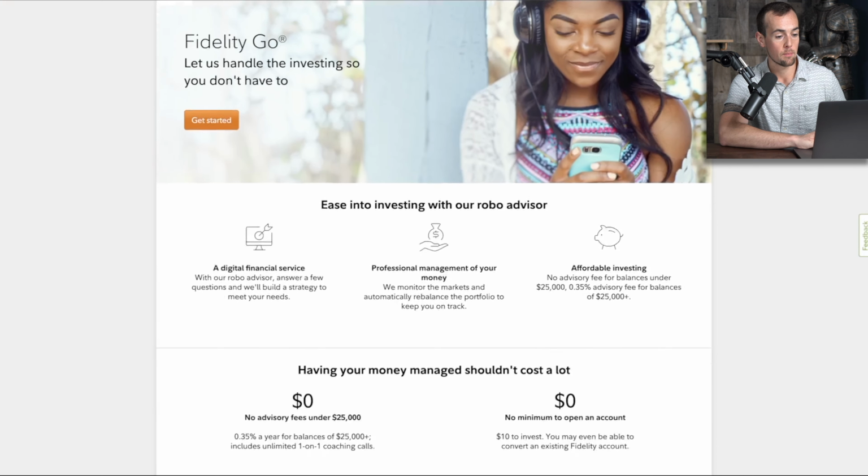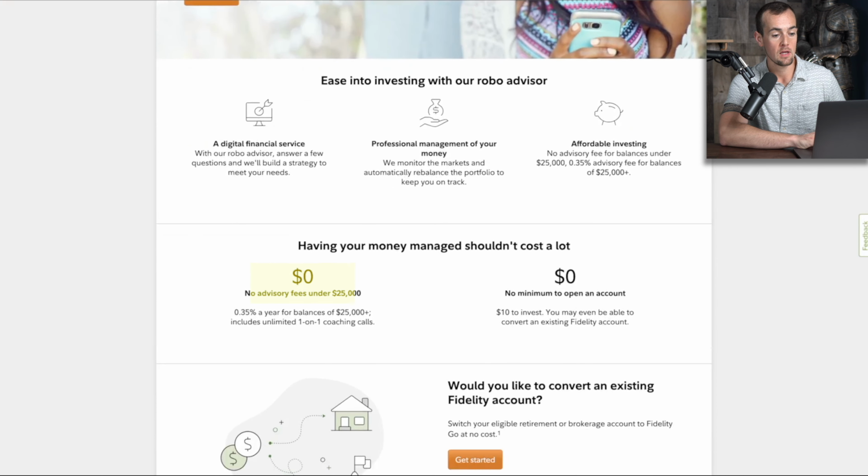A few details about this: there is no advisory fee for balances under $25,000. So if you're just starting out, that's actually a benefit, because you're not going to pay any advisory fees. Once you have a balance of $25,000 or more, you're going to pay a 0.35% advisory fee, which is still a lot less than you'd be paying for an in-person financial advisor, for example. Now, you will still pay an expense ratio associated with the mutual funds and ETFs that are going to be in your portfolio, so the advisory fee is in addition to that, but it comes with the benefit of not having to manage your portfolio.